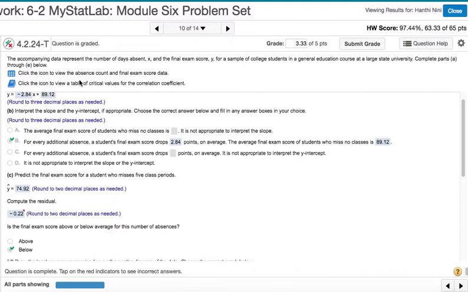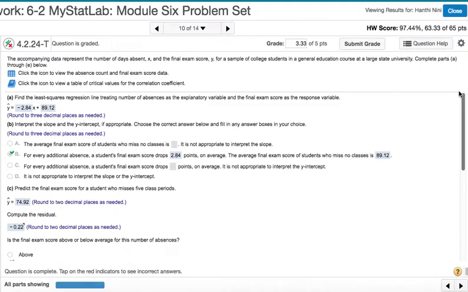So we're given the absent count and final exam score. So we're going to look at that. We're not going to use this other table because we're going to use StatCrunch to do this problem and make our lives much easier. So here, the first question asks us to find the least squares regression line, treating the number of absences as the explanatory variable and the final exam score as the response variable.